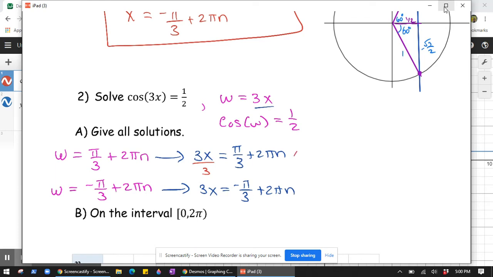So I'm just going to kind of indicate dividing those all by 3. Okay, so that gives me x is equal to pi/3 divided by 3 is pi/9. 2 pi n over 3, let's just think of that as 2 pi/3.